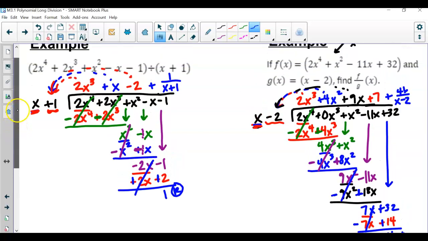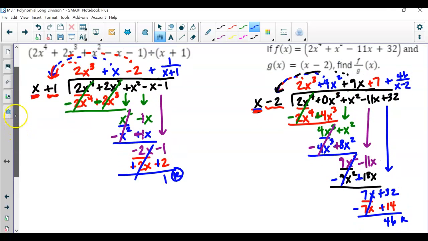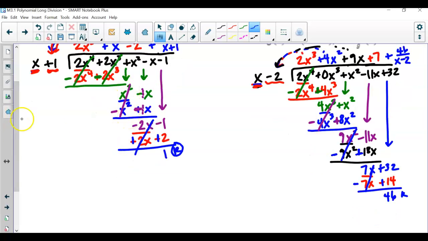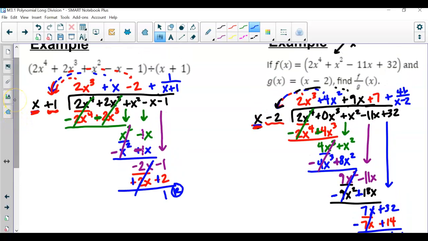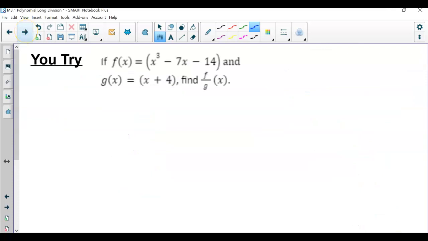So again, if you ever have 2 terms cancel out, then you do have to bring 2 terms down. Then in the second one, see how we were missing an exponent? So you do need to use 0 as that placeholder. So try this, pause the video, and let's see what you get.